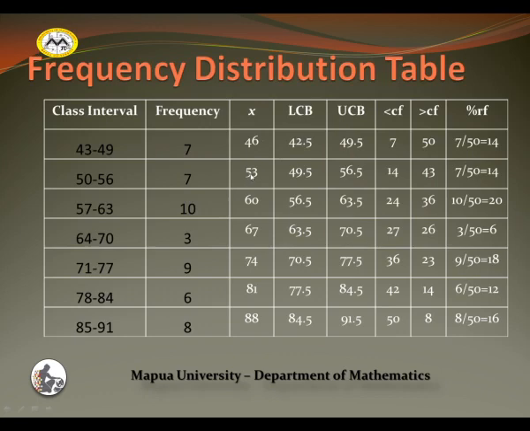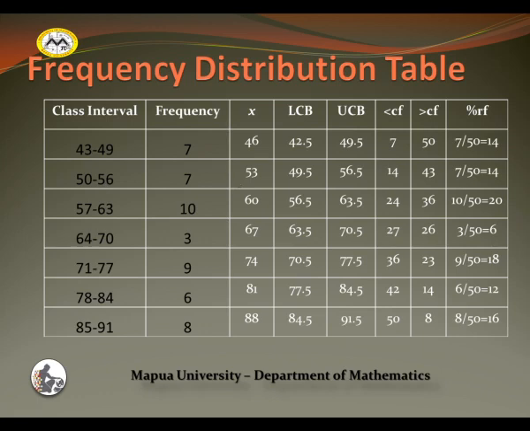The FDT contains the class mark column, the class boundary, the cumulative frequency, and the relative frequency. The class mark refers to the midpoint of the lower limit and the upper limit of every class interval. To determine the class mark, simply add the lower limit and the upper limit and divide by 2. So 43 plus 49 divided by 2 is 46, and 50 plus 56 divided by 2 is 53.